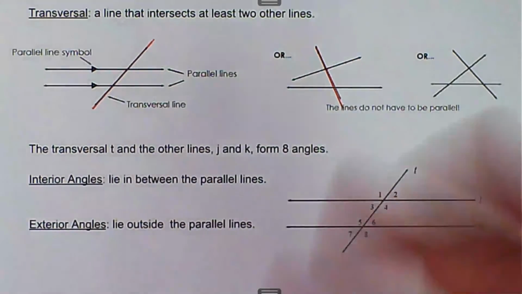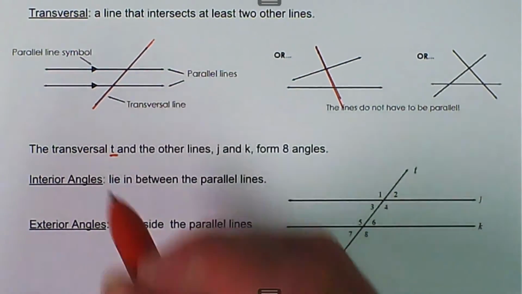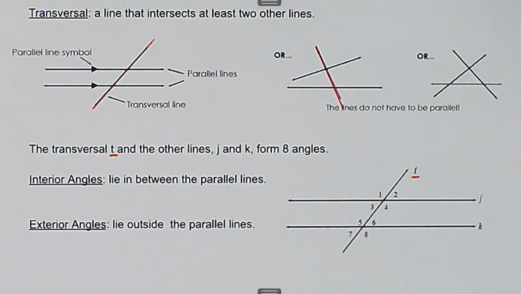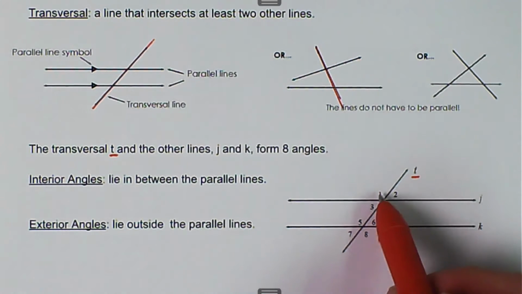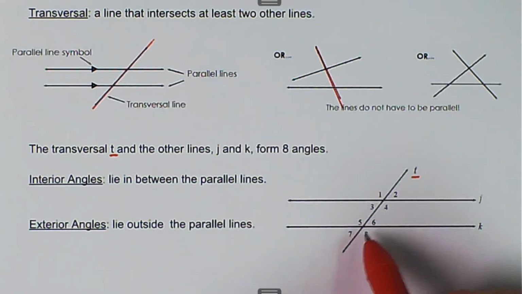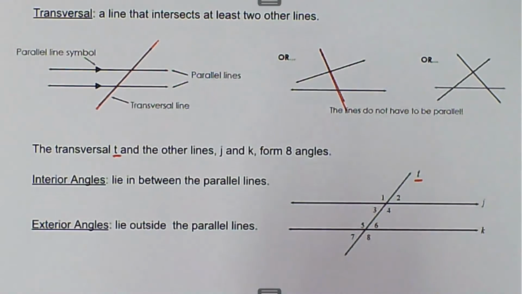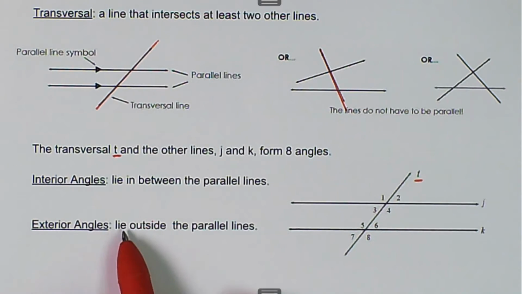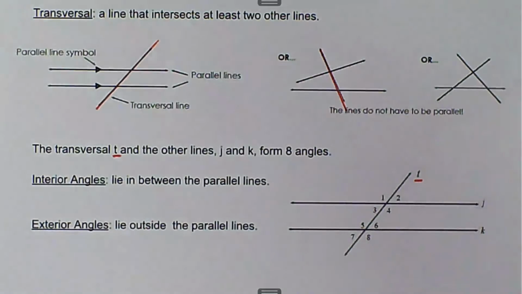So this tells us transversal T, and so we can look, that's JKT. So it tells us that T is the transversal. And the other lines, J and K, form 8 angles, and they're marked there: 1, 2, 3, 4, 5, 6, 7, 8. They can either be interior, which lie in between the parallel lines, or they can be exterior, which lie outside the parallel lines.